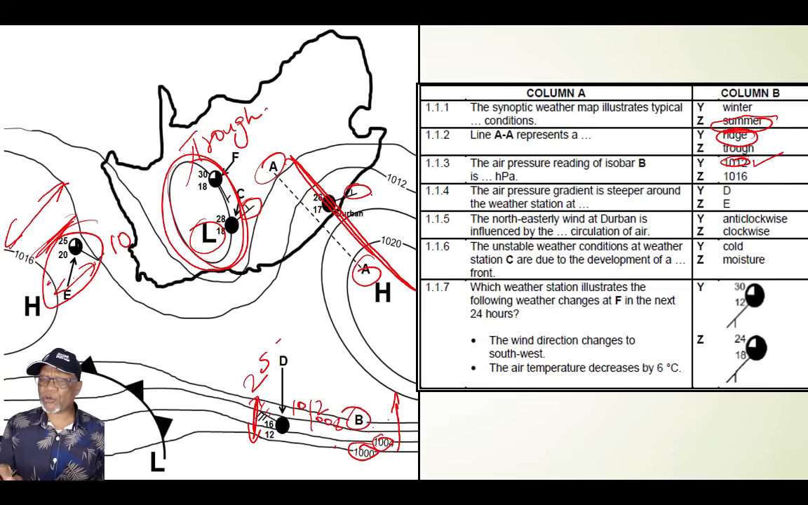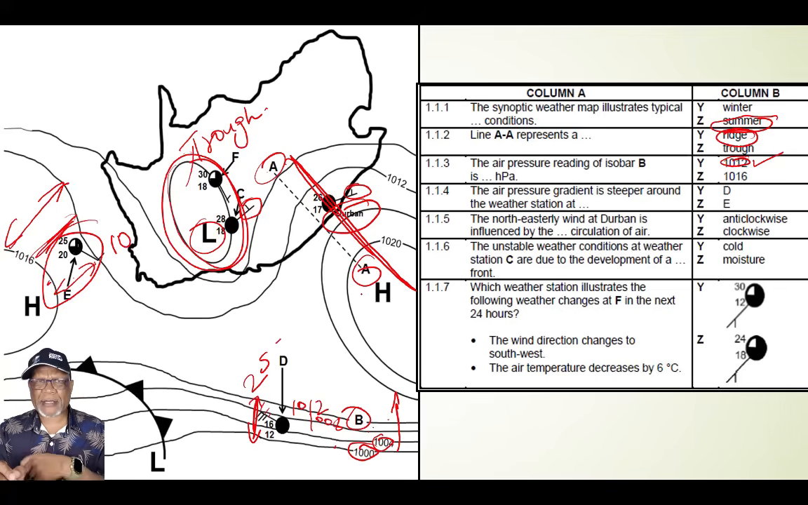Okay, now let's go to the next one. The northeasterly wind at Durban is influenced by the circulation of air. Now let's look at Durban. There is our Durban there. I'm sorry, I put a lot of writing on our Durban here. So it is influenced by anti-clockwise or clockwise. So what do we have here? We said the season is summer.